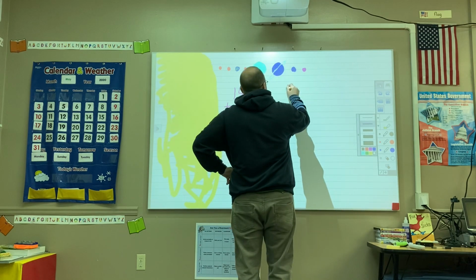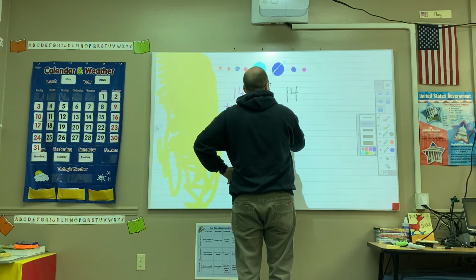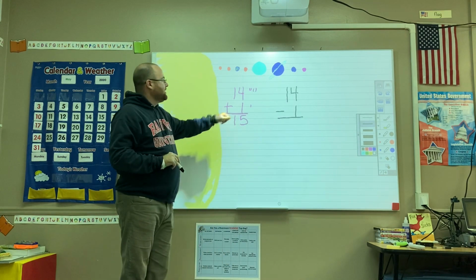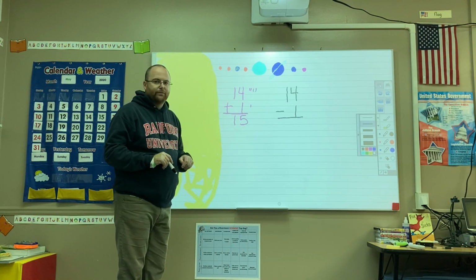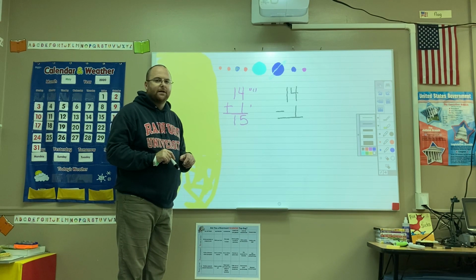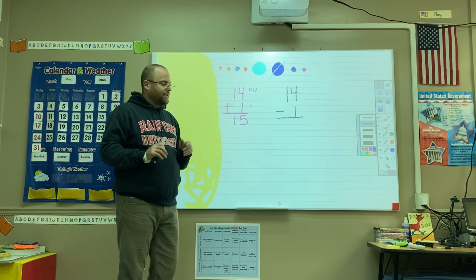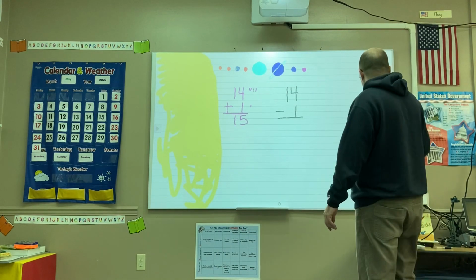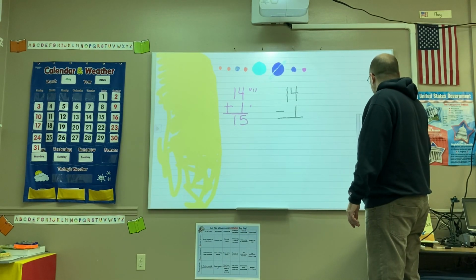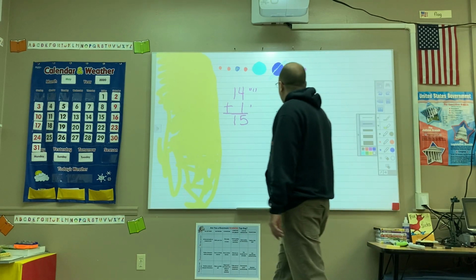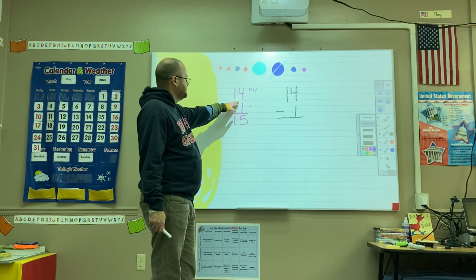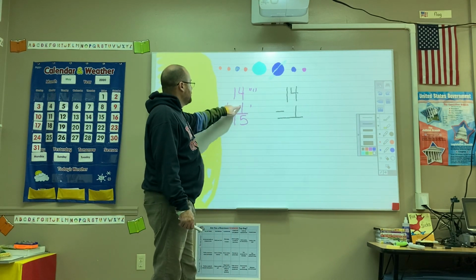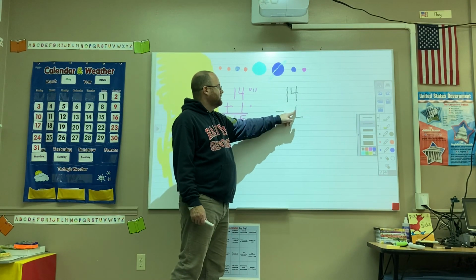And let's see. We're going to do 14 minus 1. So, similar to this problem, do you see where it's different? Can you see where it's different? I'll give you a second. Look real close. Are they the same? Well, there's a 14 here. There's a 14 here. There's a 1 here. There's a 1 here.